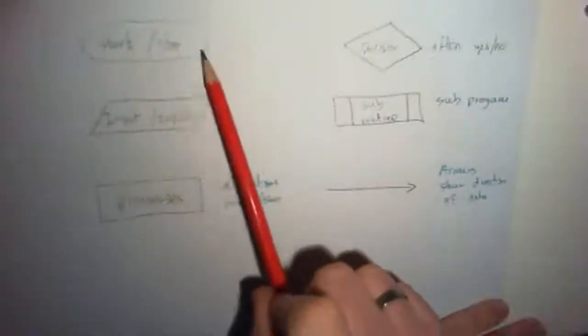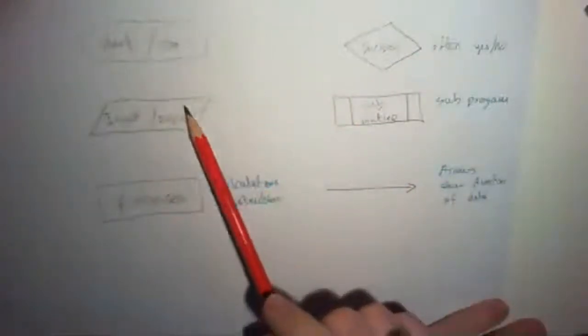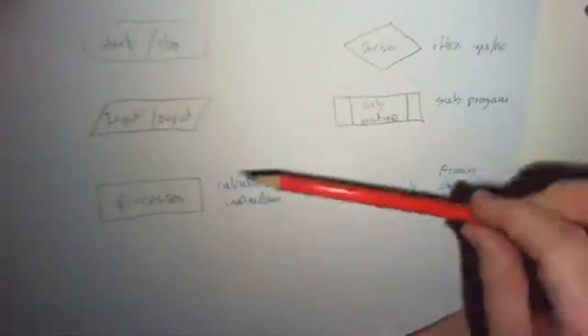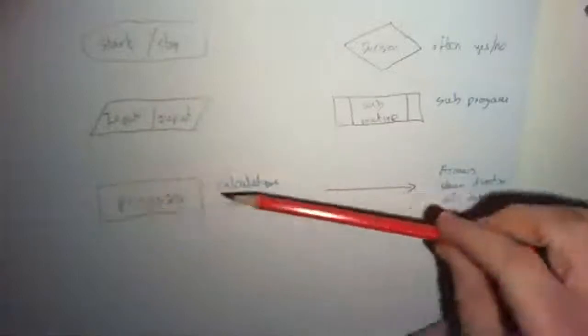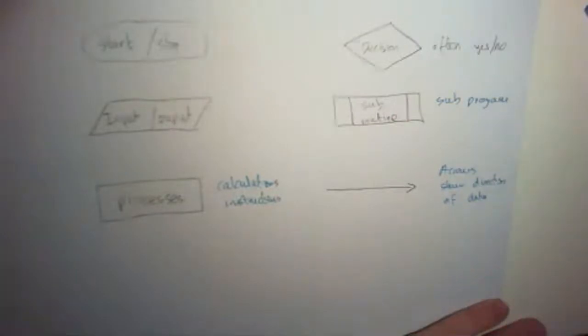Now, in more complicated third level stuff, there are other bits and bobs that you can have, but for Leaving Cert, this is all it's going to be. You're going to have pill-shaped start and stop. You're going to have diamond-shaped decisions. You'll have input outputs that are parallelograms. You'll have processes, which are squares or rectangles, and then you have a rectangle inside a rectangle, which is a subprogram. And then, of course, you've got your arrows showing the direction.